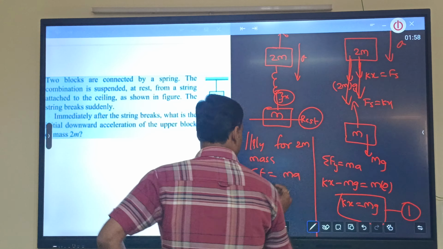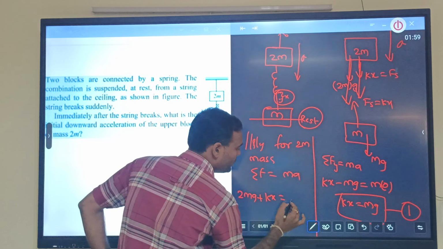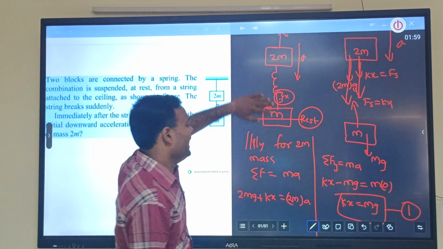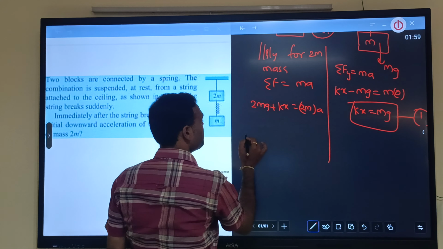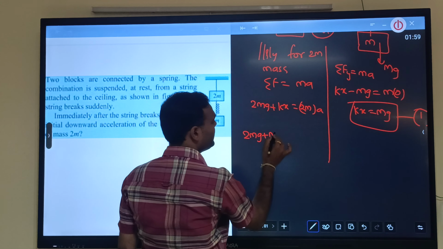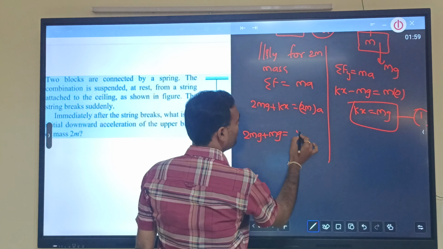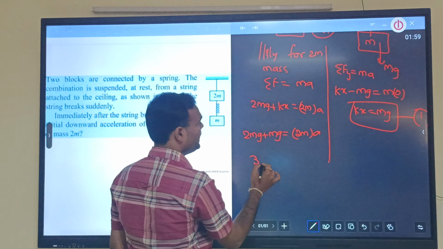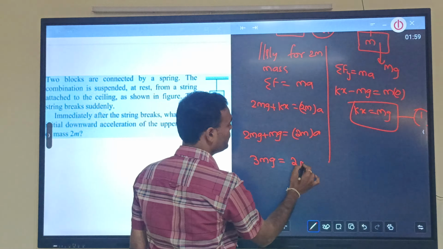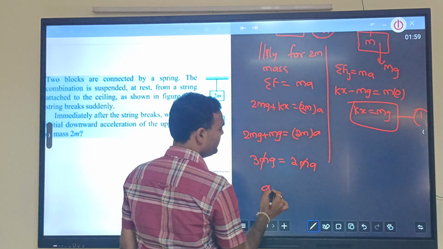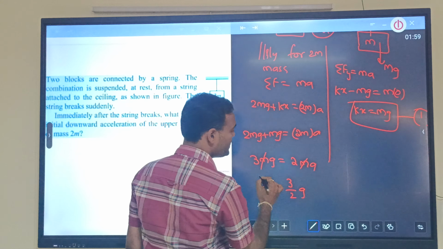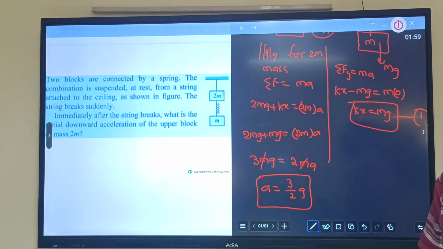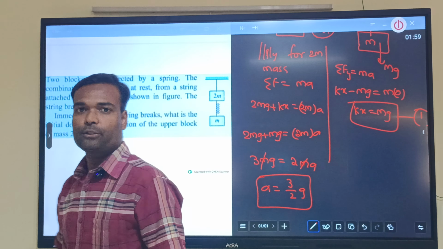Clear? And plus kx equals 2m into a. This is the acceleration, and we have seen that kx equals mg. So 2mg plus mg equals 2ma, that is 3mg equals 2ma. m gets cancelled. a equals 3 by 2 g. And this is a logical question. It is one of the most important questions actually.